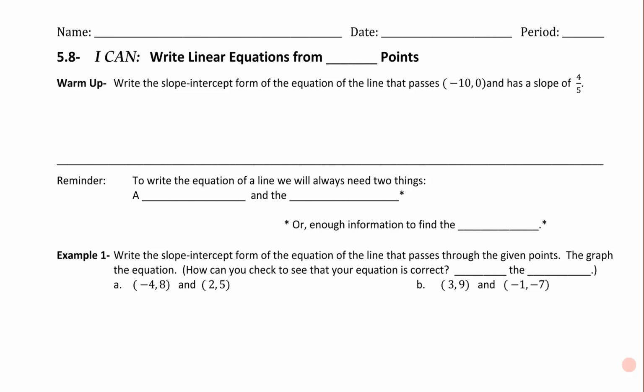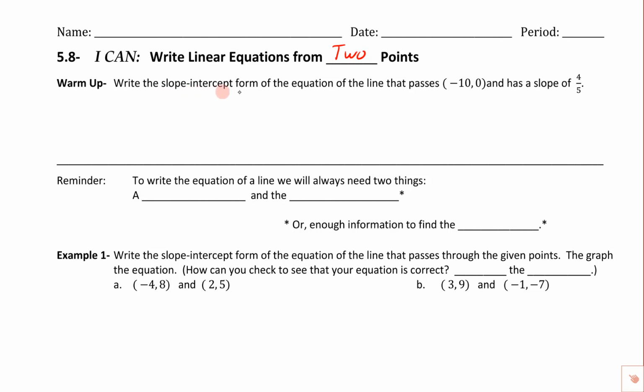We've done a whole bunch of practice writing linear equations if they give us a point and a slope. Now in 5.8 we're going to change one little thing, and instead of them giving us a point and a slope, we're going to be writing linear equations from 2 points. So they're going to give us 2 points.